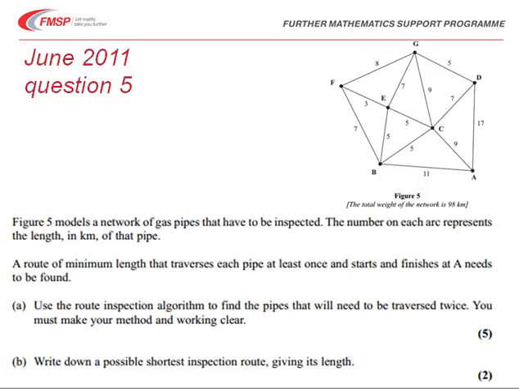The question talks about figure 5, which is shown in the paper, and says it models a network of gas pipes that have to be inspected, the number on each of the arcs representing the length in kilometers of the pipe. The route of minimum length that traverses each pipe at least once and starts and finishes at A needs to be found. We're asked to use the route inspection algorithm to find the pipes that will need to be traversed twice, making our method and working clear. Having done that, we need to write down a possible shortest inspection route giving its length.